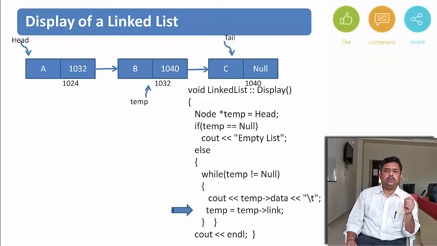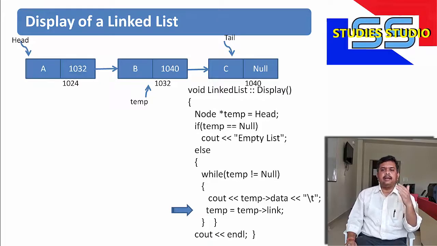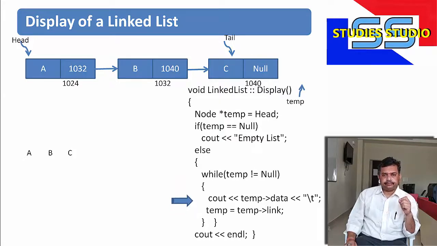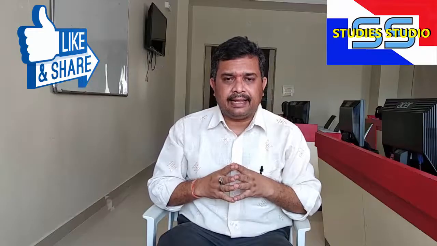Again, I'll go to while, and in this while loop, I'll check whether the temp is equal to null or not. If it is not null, I'll print the data, and then I'll go to its link, and temp will be moved to the next. And like that, I'll keep on moving till the temp is null. So likewise, I'll be traversing or displaying my data. I hope you understood how to create a linked list and how to display data, or a basic traversal technique.